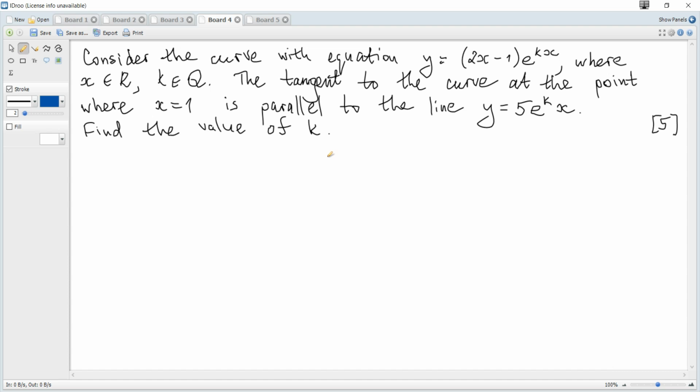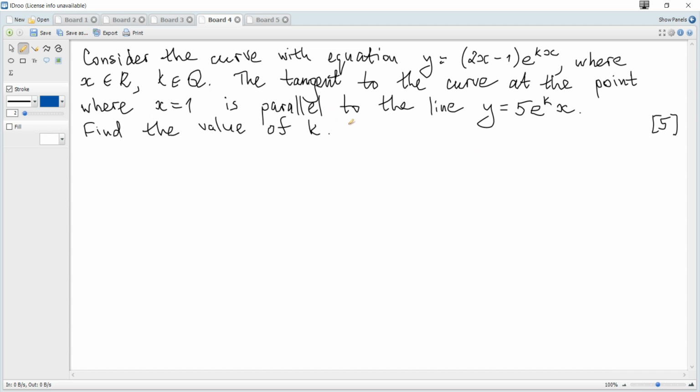Consider the curve as equation. The tangent to the curve at the point where x equals 1 is parallel to the line. Find the value of k. We know that if two lines are parallel, they have the same gradient. And since it is given a tangent, and if we know the gradient of this tangent, we can equate gradients and hence get an equation and solve for k.